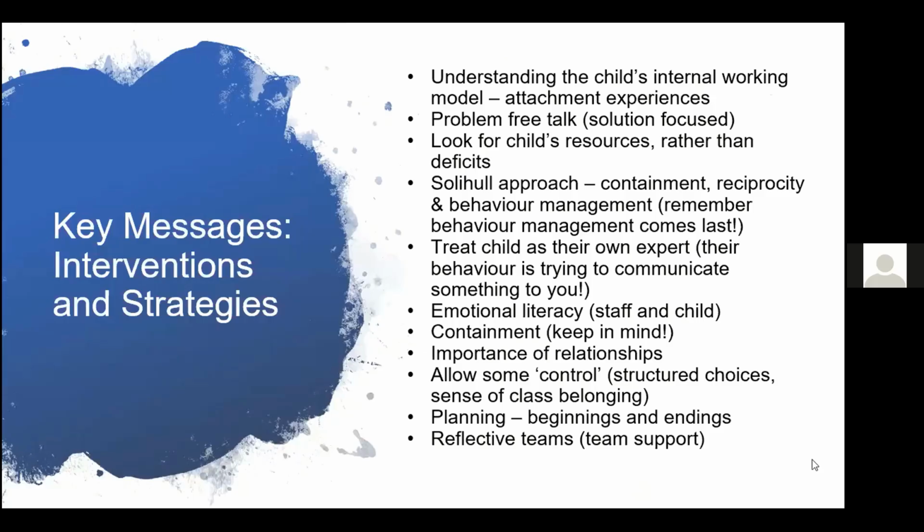Okay, so what are the key messages and some of the interventions and strategies to think about today? I think key messages are about trying to understand the child's internal working model. What have their attachment experiences been? Look for the child's resources rather than their deficits. Keep that Solihull approach in mind. So think about containment, reciprocity and behaviour management as a way of approaching those attachment difficulties. And remember that the behaviour management element comes last. Treat the child as though they're an expert. What is that behaviour trying to communicate to you?